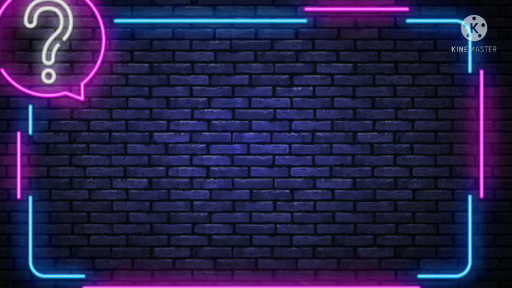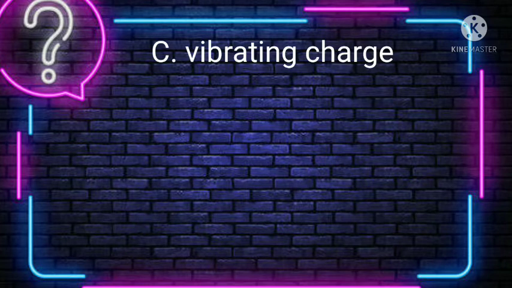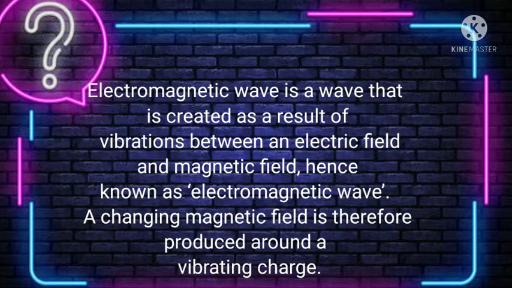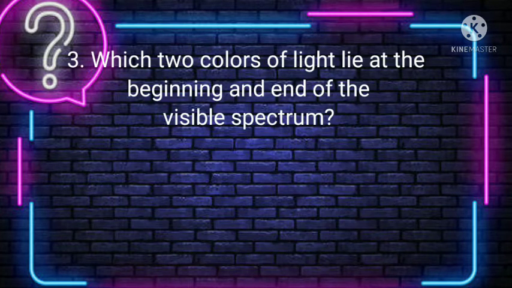Congratulations, Mai! You are the lucky one. So, what's your answer to question number 2? Letter C, vibrating charge, is correct. Electromagnetic wave is a wave that is created as a result of vibrations between an electric field and magnetic field, hence known as electromagnetic wave. A changing magnetic field is therefore produced around a vibrating charge. Ready for question number 3.